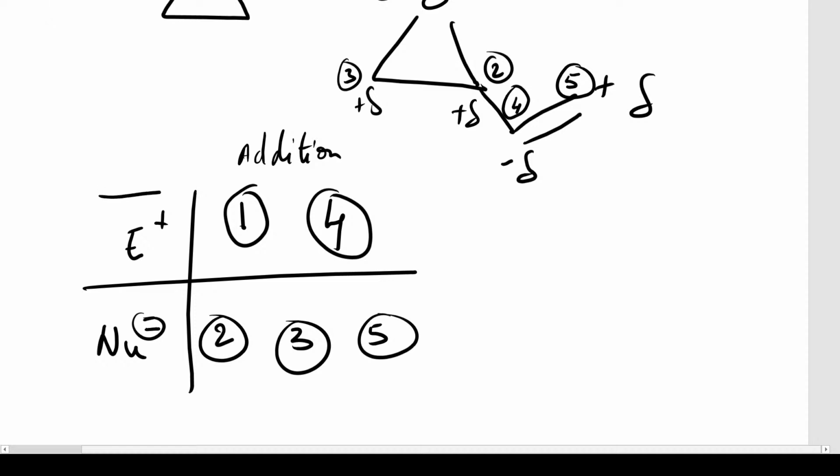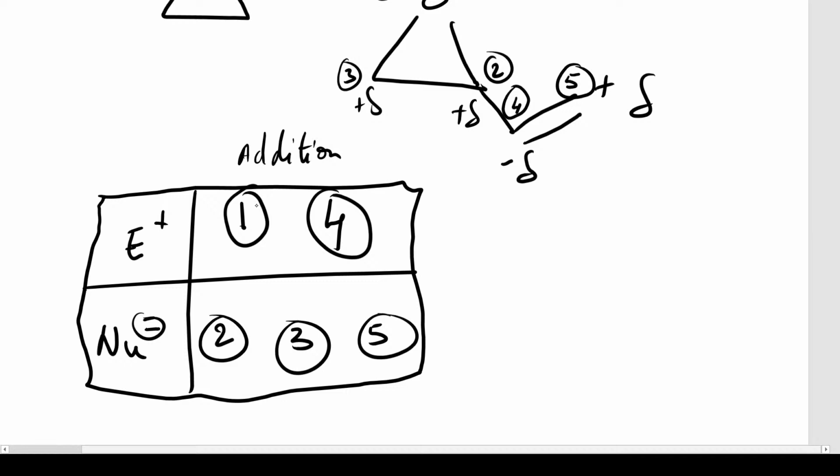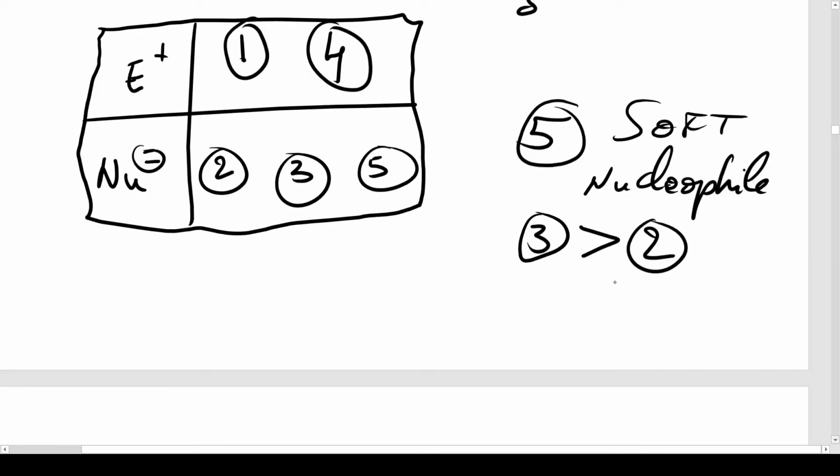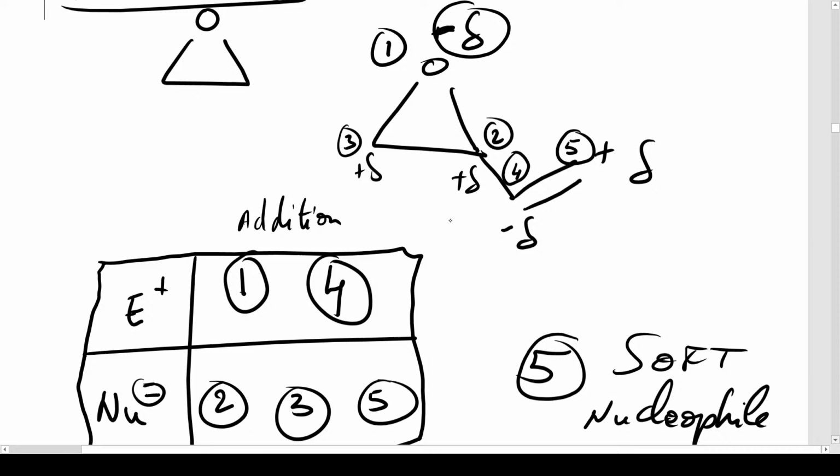That's very, very important. This is a very simple rule that explains your reactivity in organic chemistry. Okay? So, if you want to attack at position 5, you need a soft nucleophile. You need to employ a soft nucleophile. If you want to attack at position 2, position 3 is more favorable than position 2 because this one you have a bulky group, and the bulky group is that one.